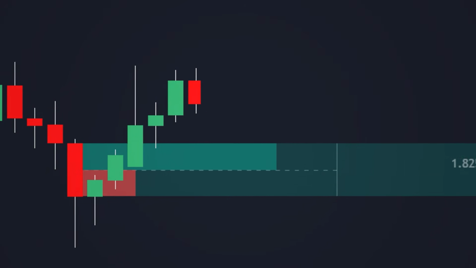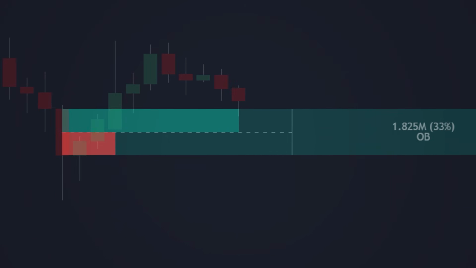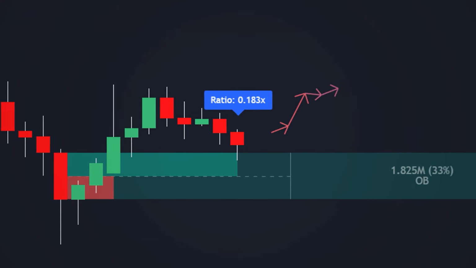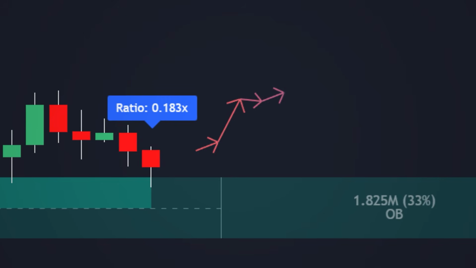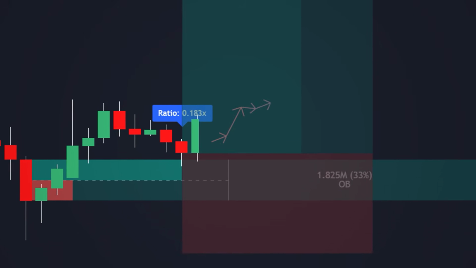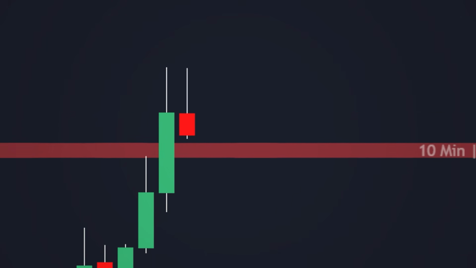For the first example, price comes down and retests a bullish order block with strong bullish volume. If we toggle on the wick to body ratio forecast indicator, we can see the forecast line curves upwards. So we'll take a long entry with a stop loss placed just below the order block and target a 2 risk to reward trade. Now let's look at the second setup, which helped us avoid a trap.